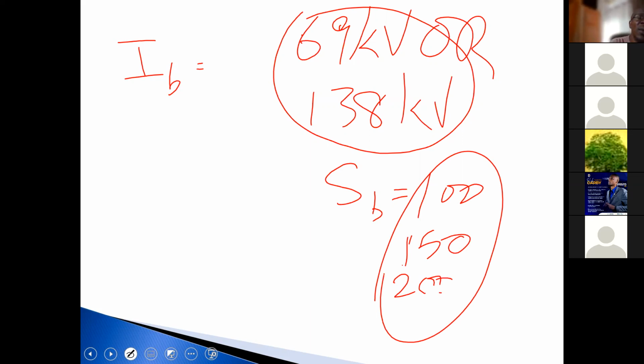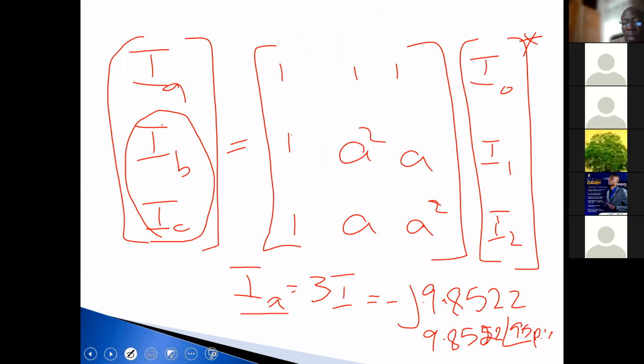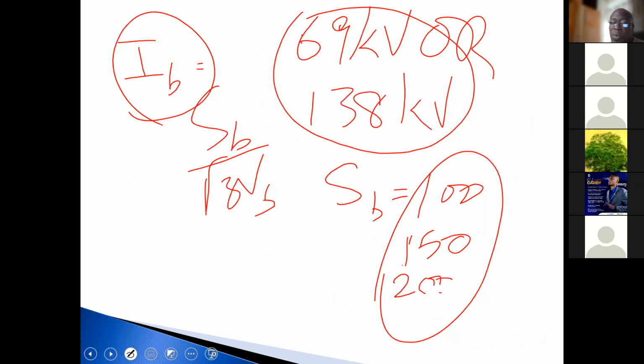So I base is equal to S base over root 3 V base, yes? And so once you have I base, you multiply it by your 9.8522, and that gives you... what unit will the current be in when you calculate it? Kiloamps. Kiloamperes. Any questions?